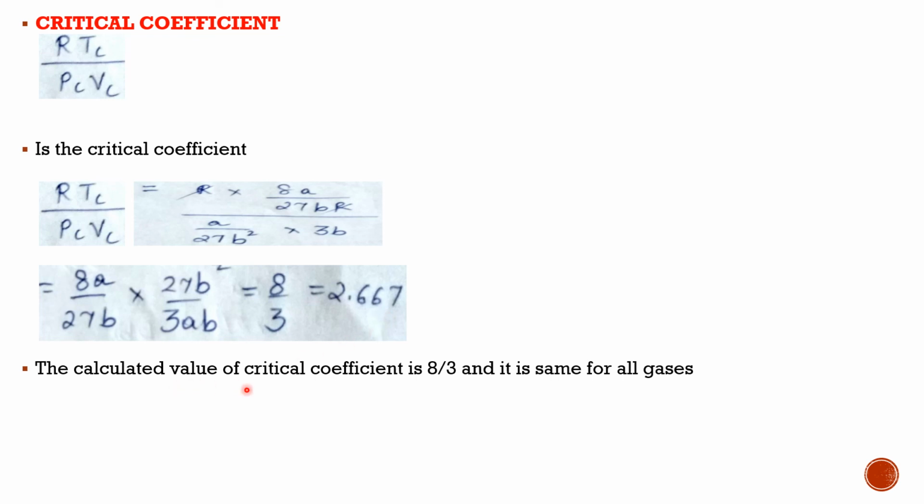The calculated value of critical coefficient is therefore 8 by 3 or 2.667, and it is the same for all the gases.